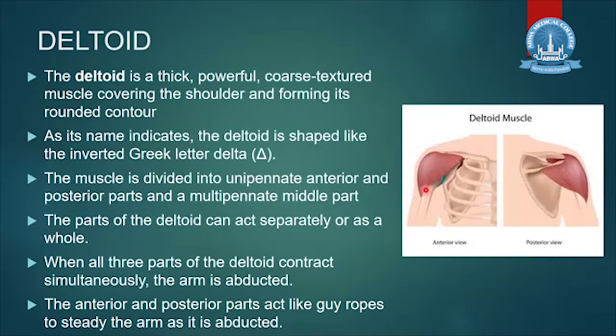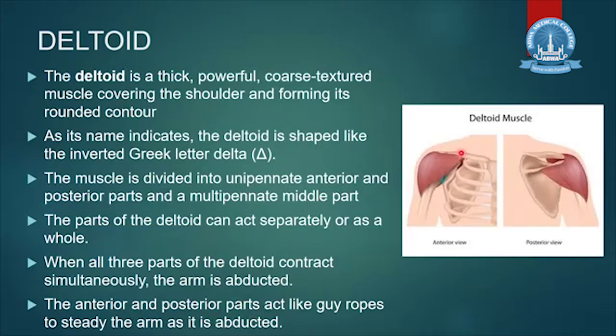The muscle is divided into unipinnate anterior part, multipinnate middle part, and the anterior and posterior parts are unipinnate and the middle part is multipinnate. See here, the parts of deltoid can act separately or as a whole. When all three parts of the deltoid contract simultaneously, the arm is abducted. Remember this thing. When the whole of the deltoid is contracting simultaneously, the arm will be abducting, or abduction is the main function.